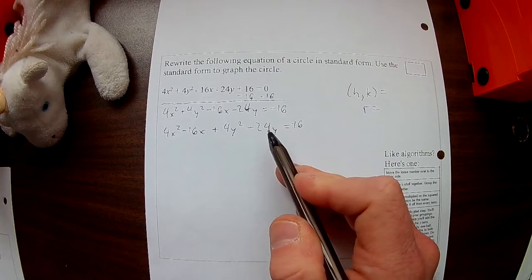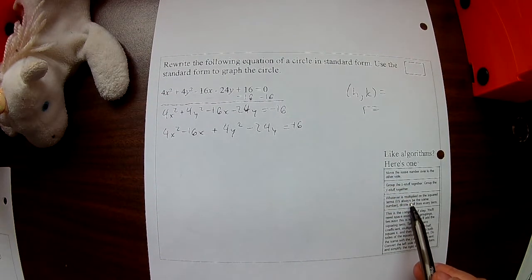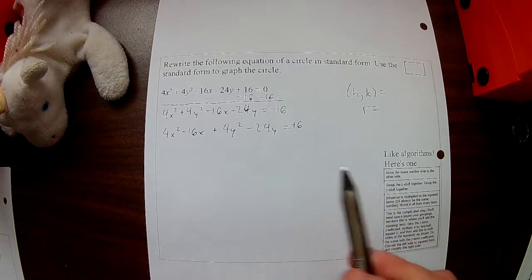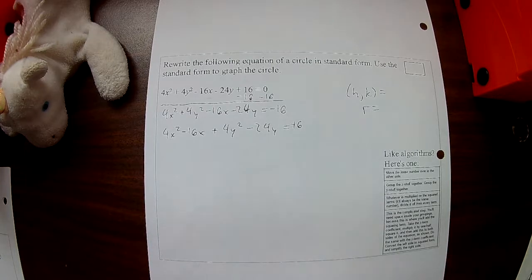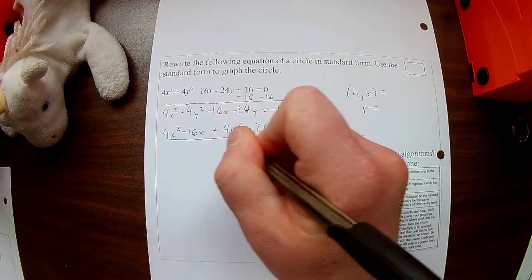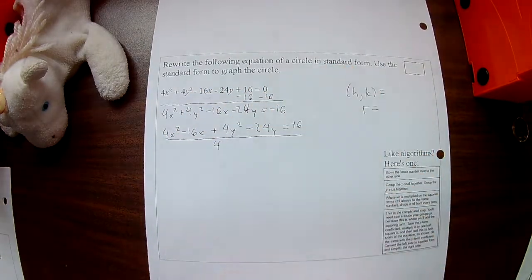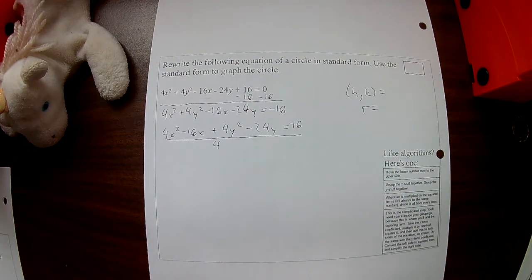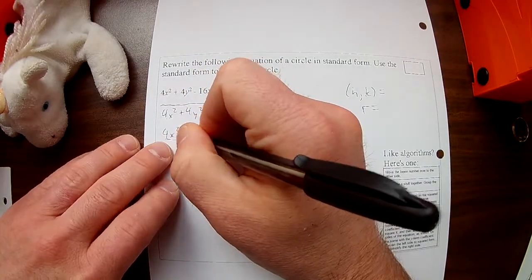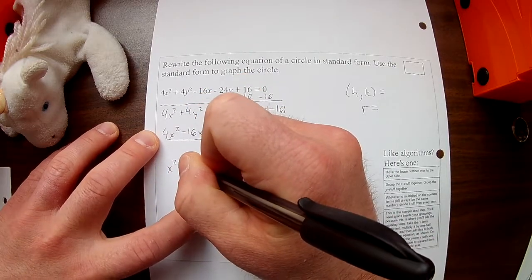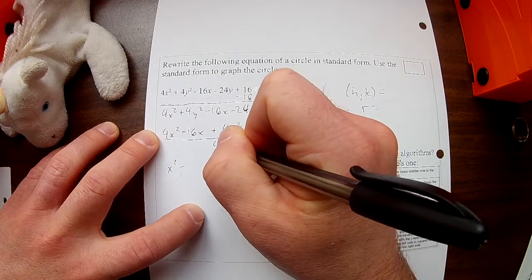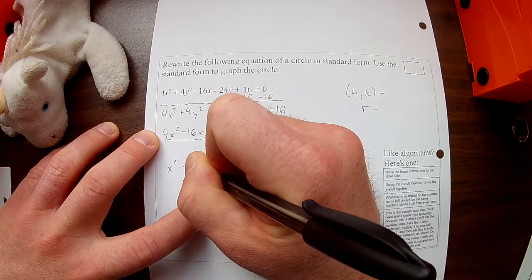That's nice. Next thing we're going to do, whatever is multiplied on the squared term, it will always be the same number between here and here. Whatever's multiplied there, divide everything by it. As long as you divide everything by that number, in this case 4, you're going to maintain the equality. So here I'd get 4x squared divided by 4, x squared, minus 16 divided by 4. That's 4, right? Yeah, 4.